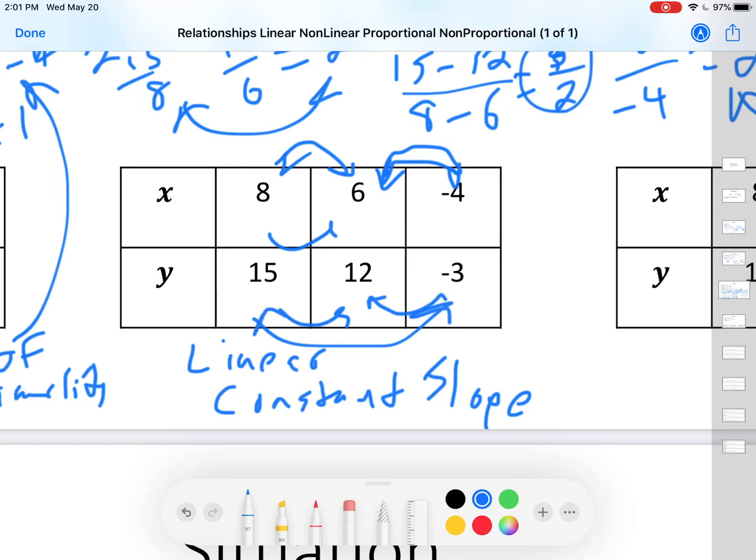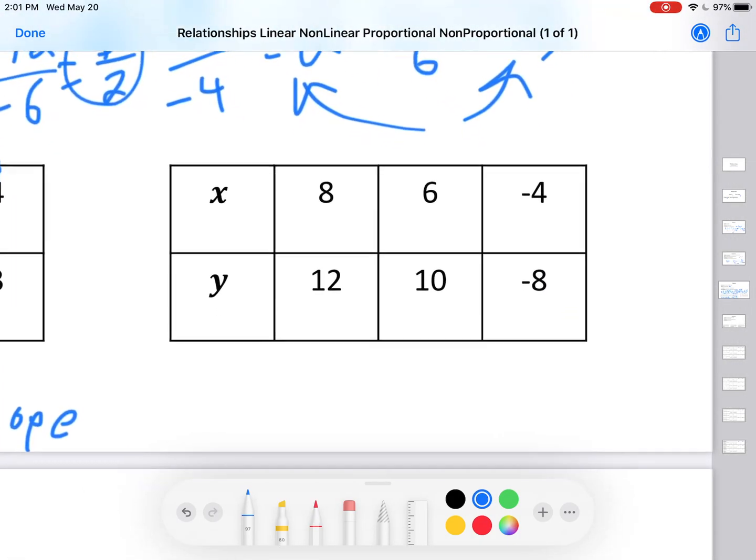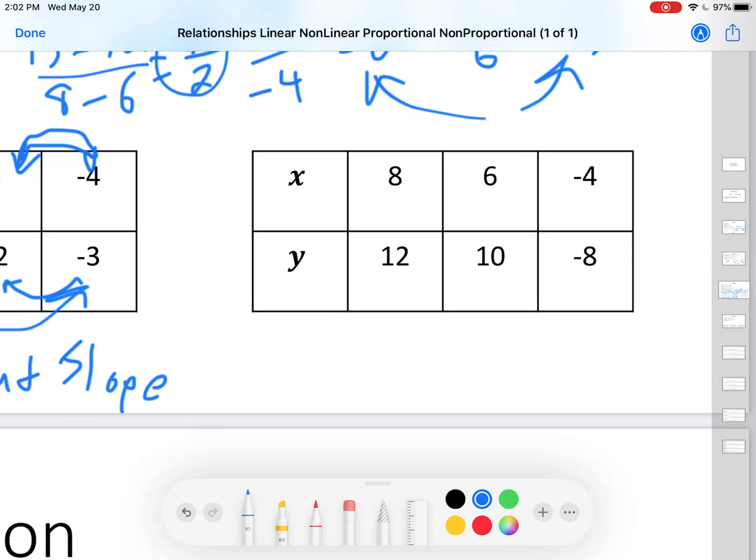I did not do the first to the third. You don't have to. If it works first to second and second to third, then it's going to work first to third also. It's fine. All right, so we know that this third one is non-proportional. Let's see if it's linear.